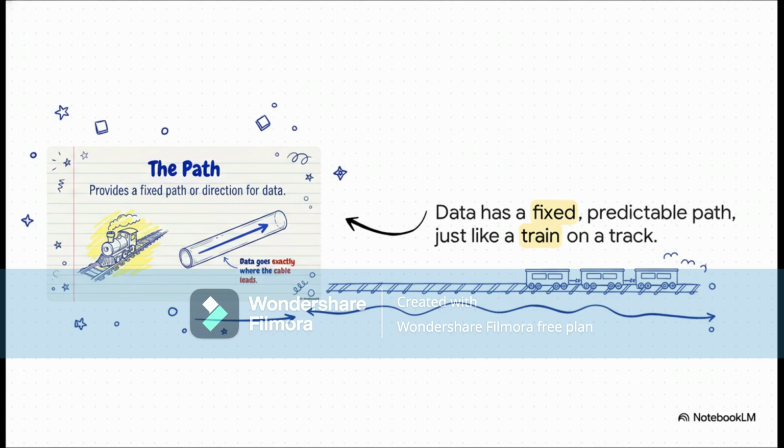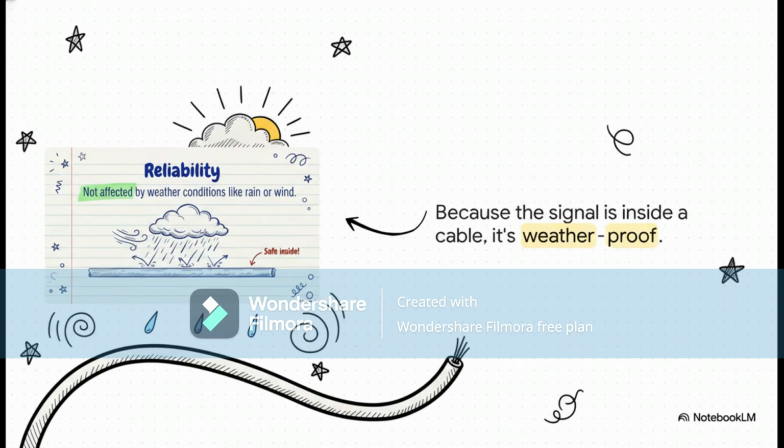And this is the perfect analogy for it. With guided media, the data has one fixed, predictable path. It can only go where the cable leads it, exactly like a train on a railway track. There are no detours, and that, as we'll see, gives it some pretty big advantages. And one of the biggest advantages is how reliable it is. Because that signal is safely tucked away inside a physical cable, it really doesn't care what's happening outside. Is it raining?